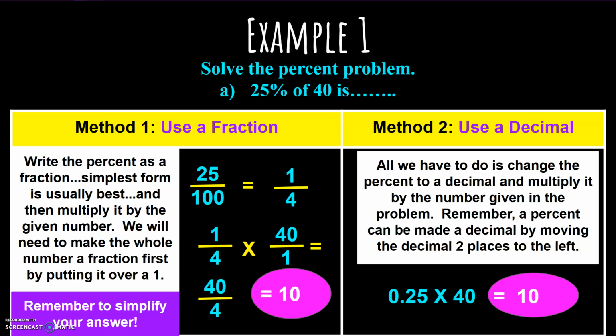Let's use a decimal. All we have to do is change the percent to a decimal. We do that by dividing it by 100 or putting it into fraction form and then finding the decimal from there. A percent can be made into a decimal by moving the decimal 2 places to the left. In this case, 25% is the same as 25 hundredths, or 0.25. Times 40 is 10.